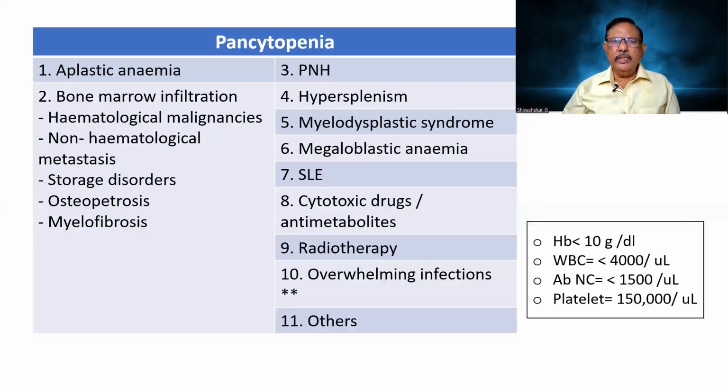Pancytopenia, on the contrary, is a little different. It means the patient's hemoglobin is less than 10 grams, WBC is less than 4,000, then absolute neutrophil count is less than 1,500 per microliter, and platelets less than 1.5 lakhs. This is the book definition, but of course, we are commonly seeing values lesser than this. Pancytopenia and aplasia need not always be the same. So here, I am finding aplastic anemia as one of the causes.